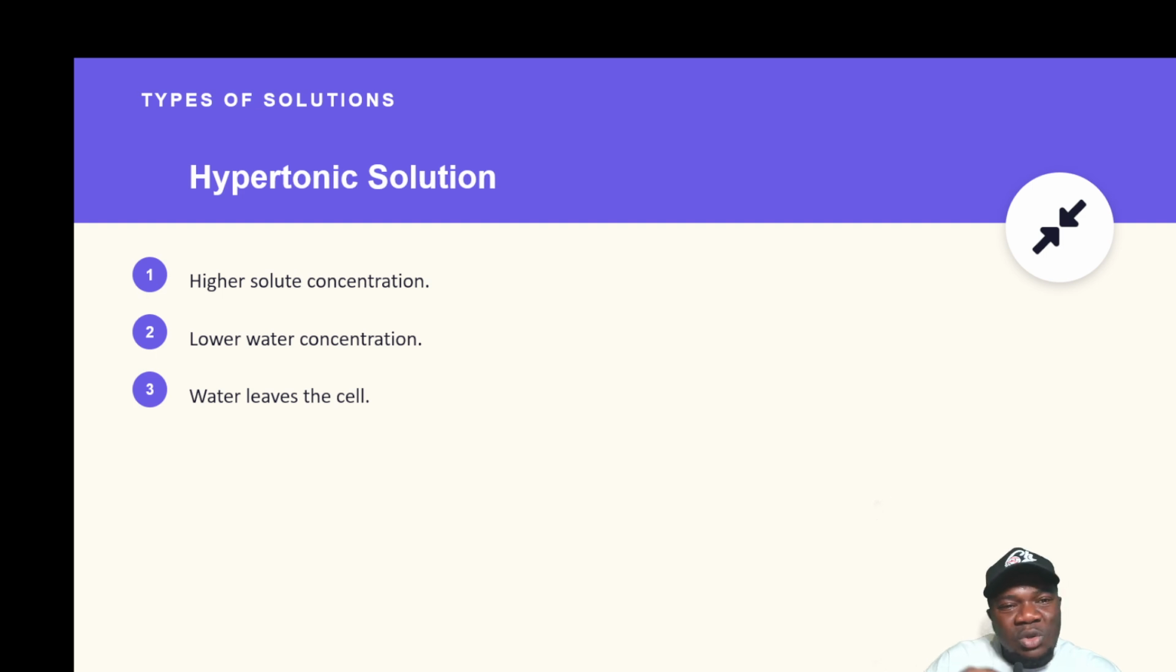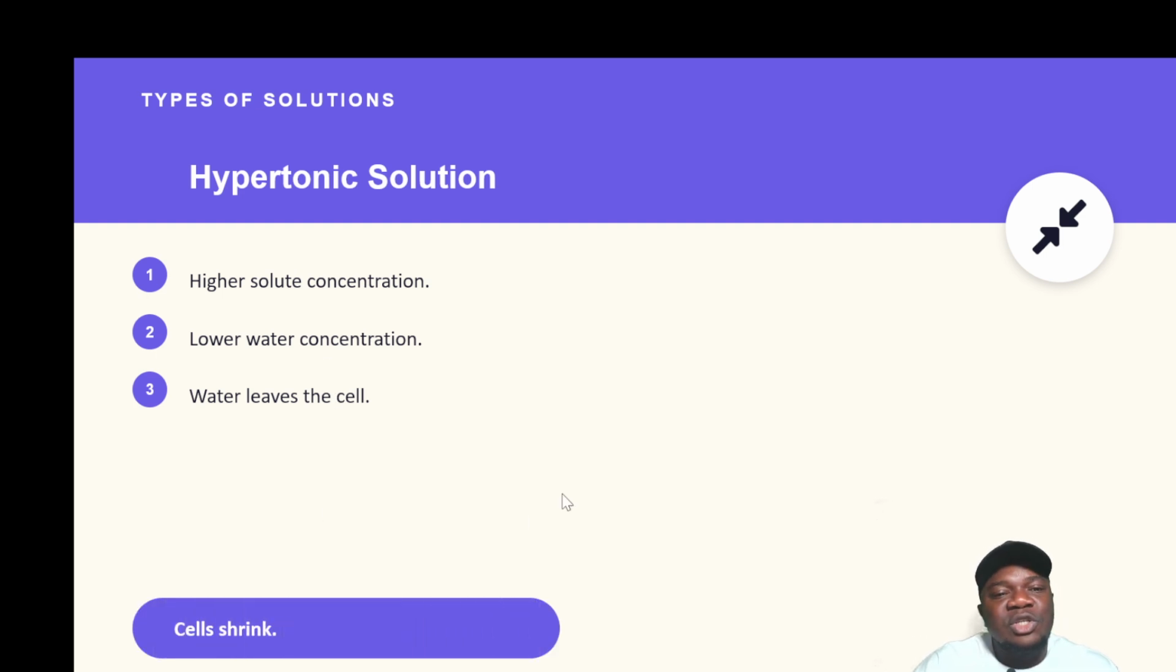So we have a high amount of solutes and a low amount of water. What happens to the cell? Water tends to leave the cell, and this causes shrinking. When something is swollen and turgid, then once it shrinks, it becomes flattened. Just like if you blow air into a balloon, it becomes turgid because it's swollen. But if you remove the air out of it, it becomes flattened. So we call it shrinkage.